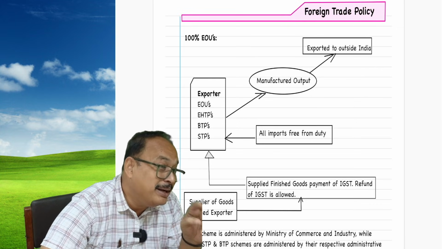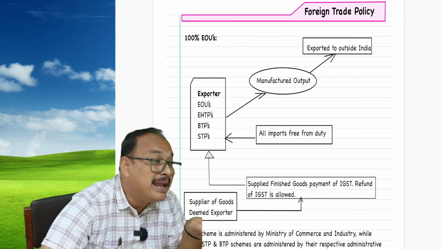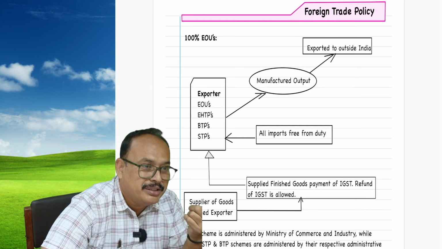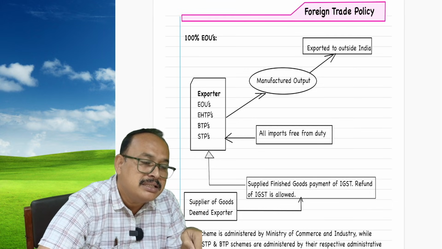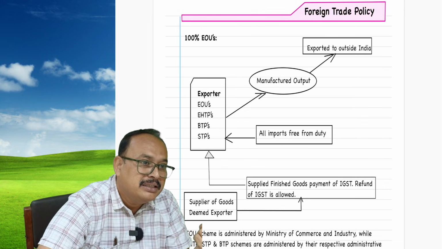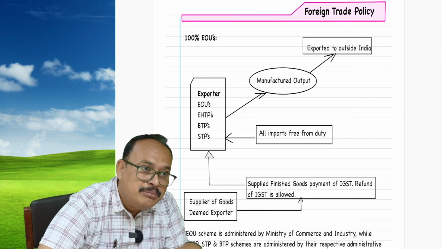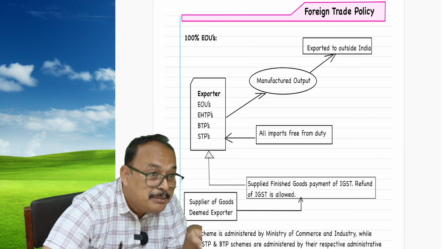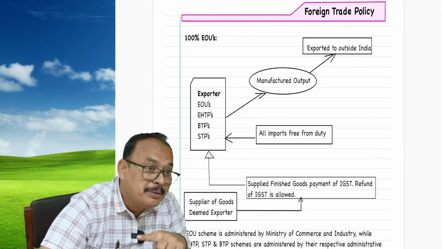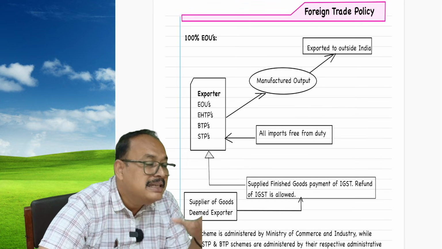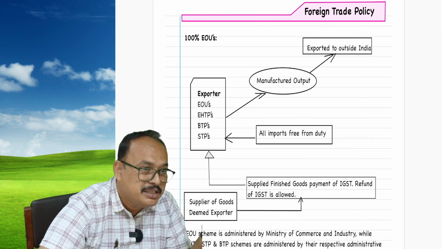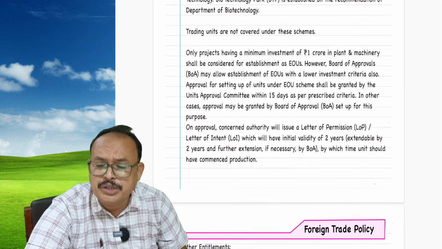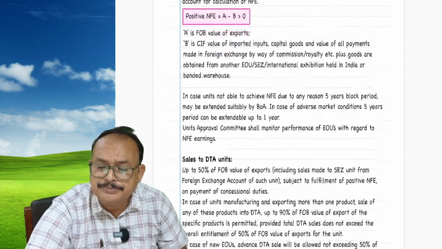Suppose anybody in India supplies the goods to these holders, it is called a deemed export, liable to pay GST. In that case, one can claim a refund. Either the supplier can claim, and if not, the buyer claims the refund. Or the buyer claims the refund, and if not, the supplier claims the refund. Is it clear, my dear friends? This is the scheme of EOUs, EHTPs. Then deemed export, just to refer to you, the deemed export concept.